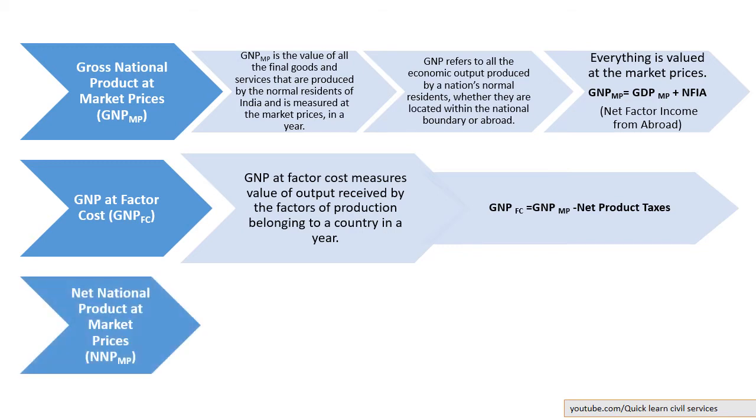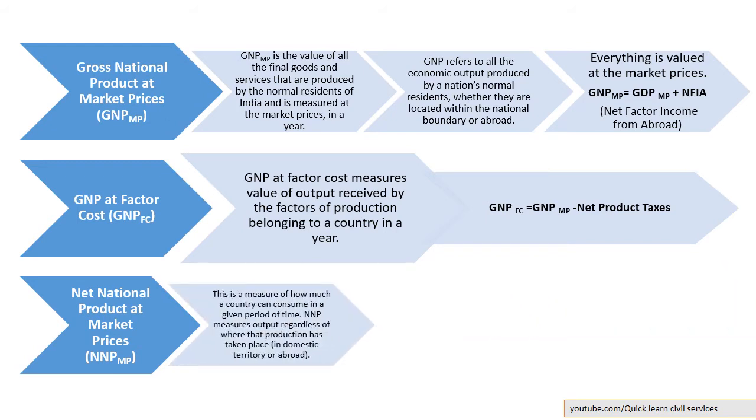Net national product at market prices. This is a measure of how much a country can consume in a given period of time. NNP measures output regardless of where that production has taken place, in domestic territory or abroad. NNP market price equals GNP market price minus depreciation. NNP market price equals NDP market price plus NFIA.